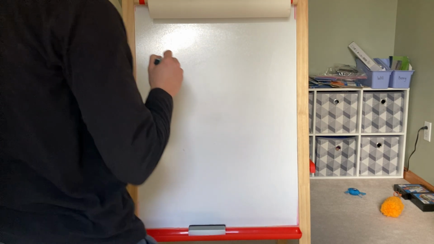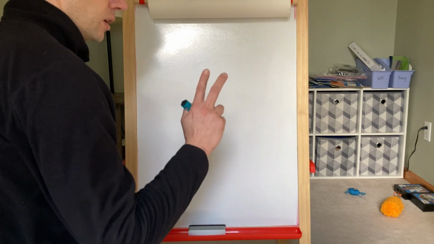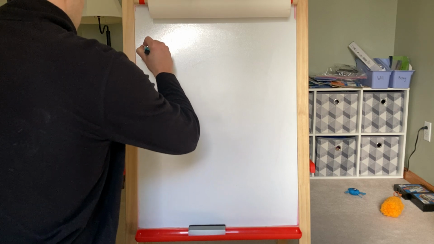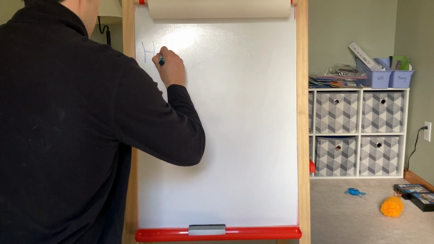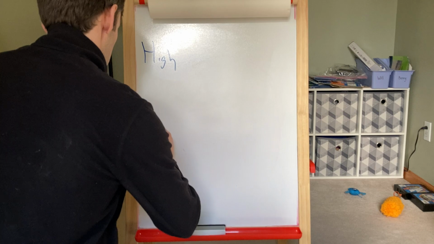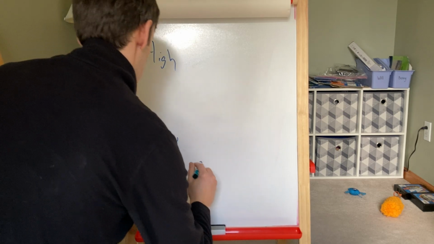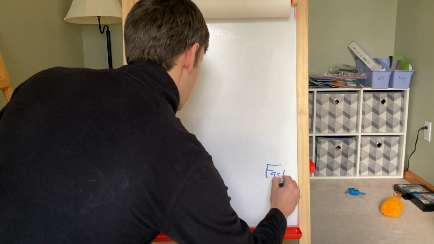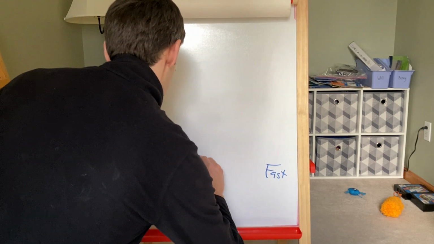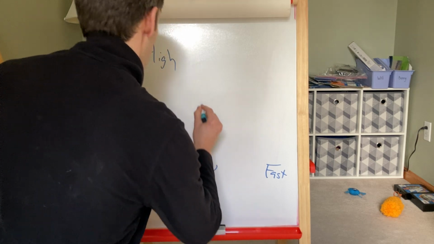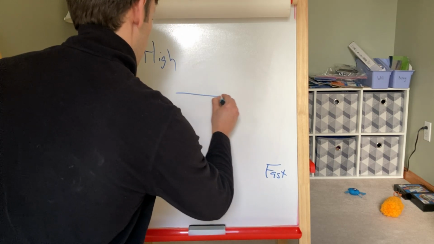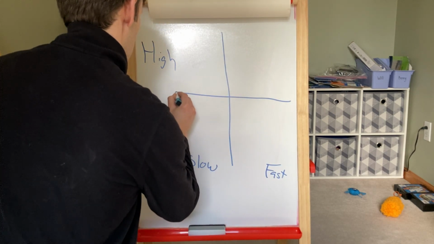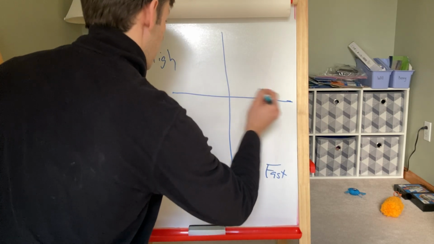So what I like to do is break each training session down into two categories. High, low, and then fast, slow. So high, low, fast, slow. And what do I mean by that? Well, let's start with the high-low category first.